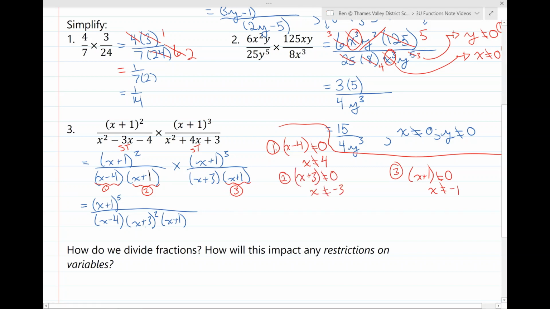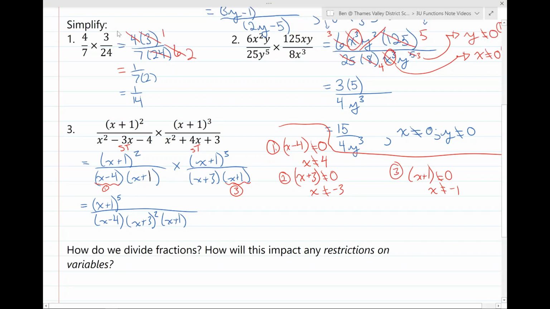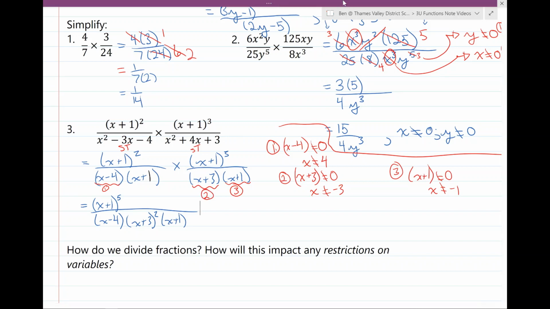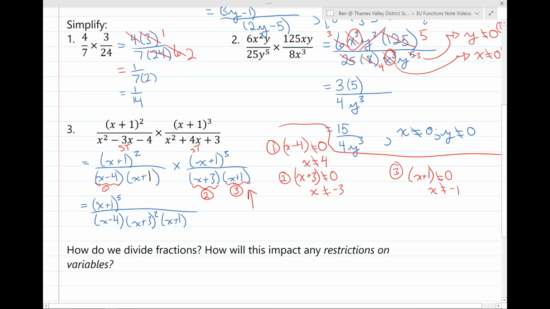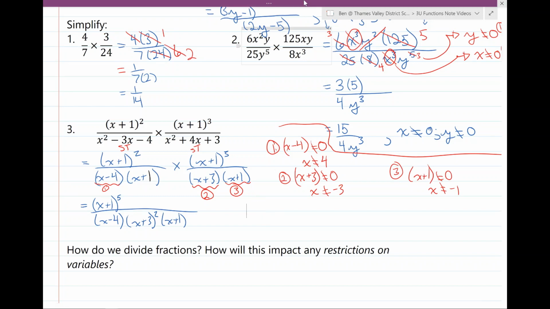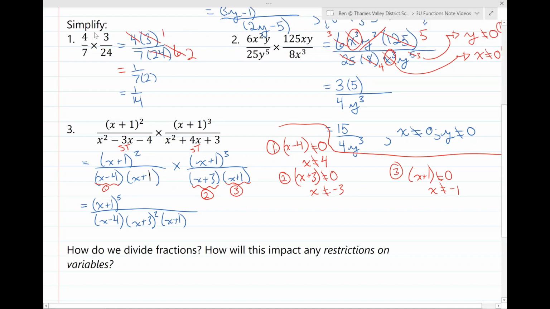Bear with me. We'll see if I cancel this out. I should no longer have this restriction right there, but I do have it over here in x plus 3. So we'll call that restriction 2. And x plus 1, we already restricted because it showed up in the bottom of the second fraction. Perfect. So we'll move forward a little bit. Sorry about that mistake, folks.